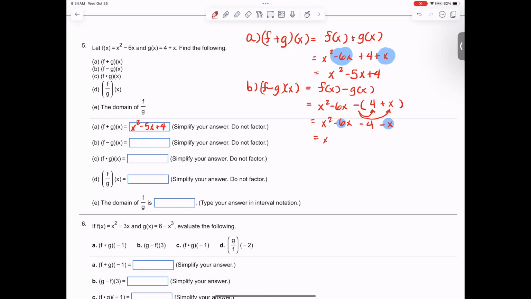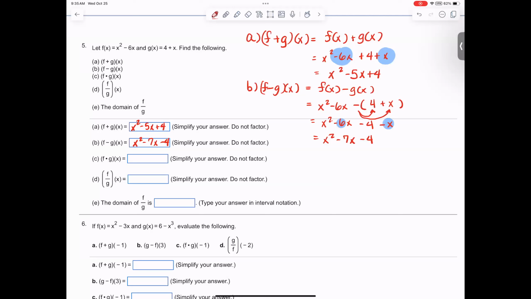So I get x squared. I need to ground myself here. When it starts making weird looking writing on my iPad, it means I need to ground myself. I've generated some static energy. All right, so it's x squared minus 7x minus 4.